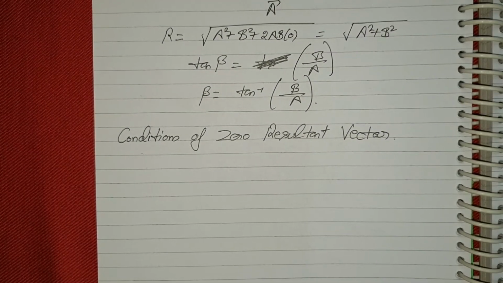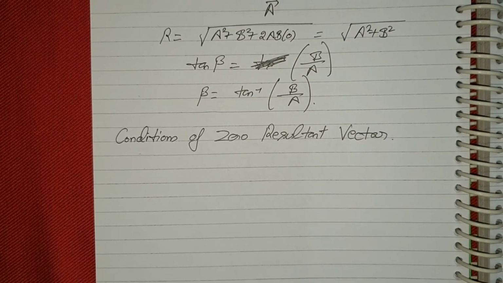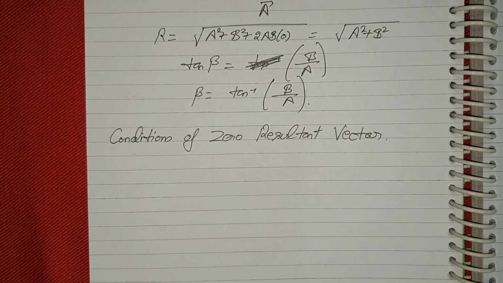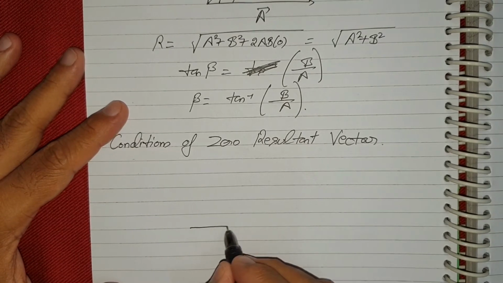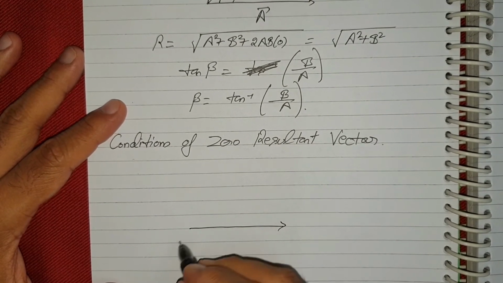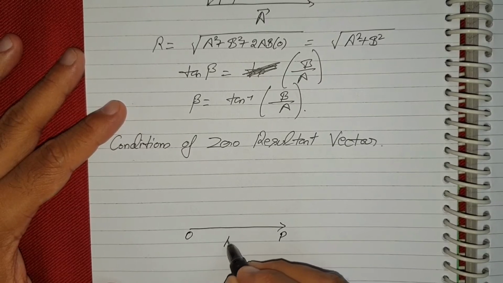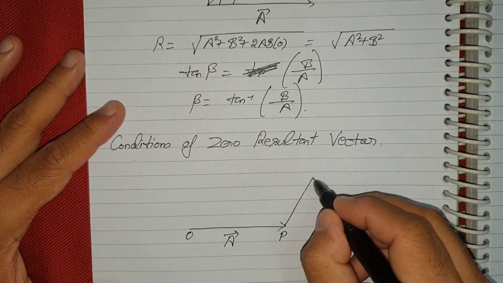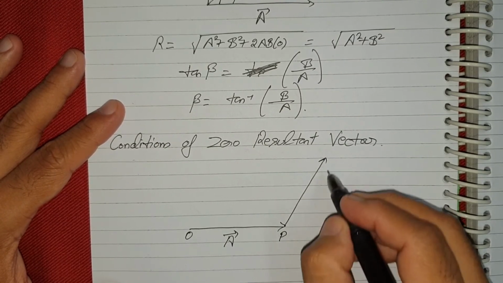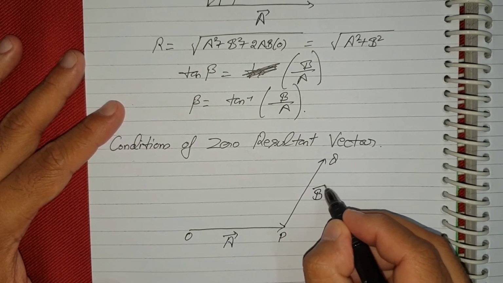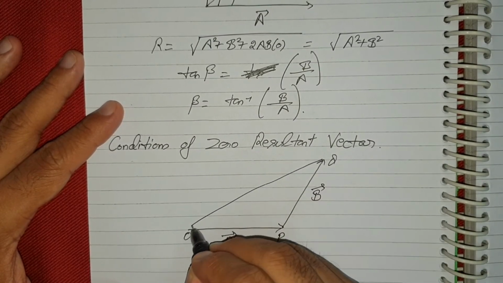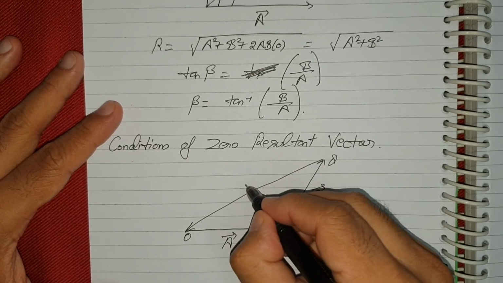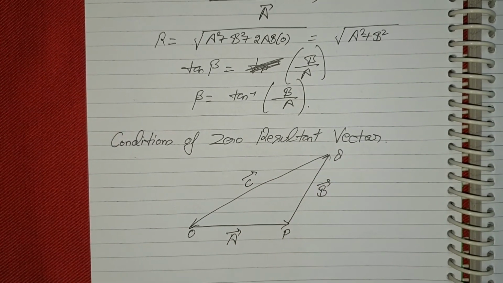Now see, if three vectors acting on an object at the same time are represented in magnitude and direction by three sides of a triangle taken in the same order. That means consider this as OP vector, or you can say this as A vector, this as PQ vector, or this is B vector. Now in the same order means this is the vector which is QO, or vector C. So now this is the condition.